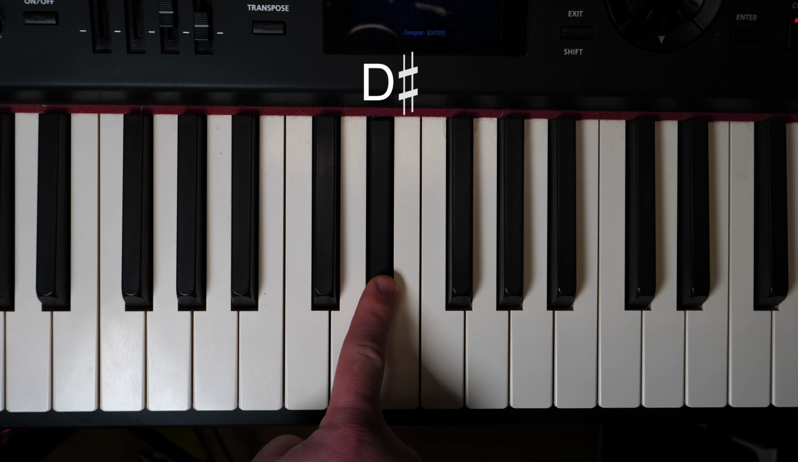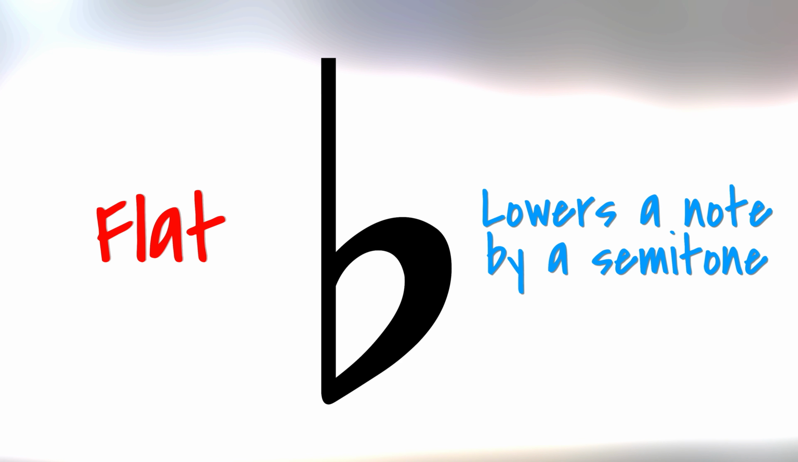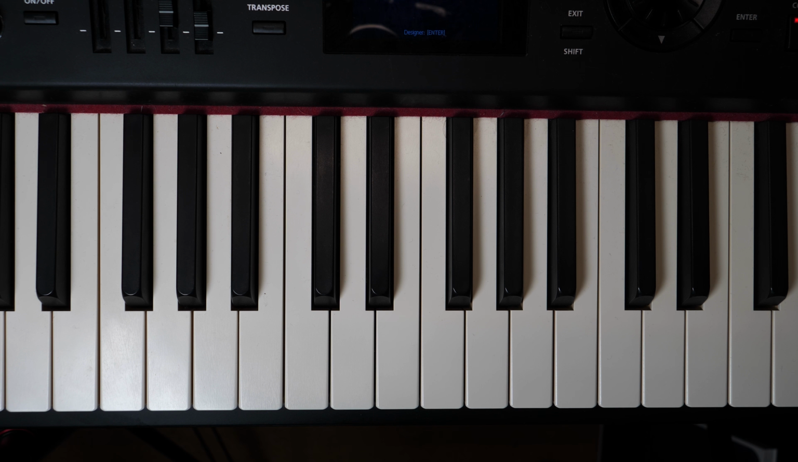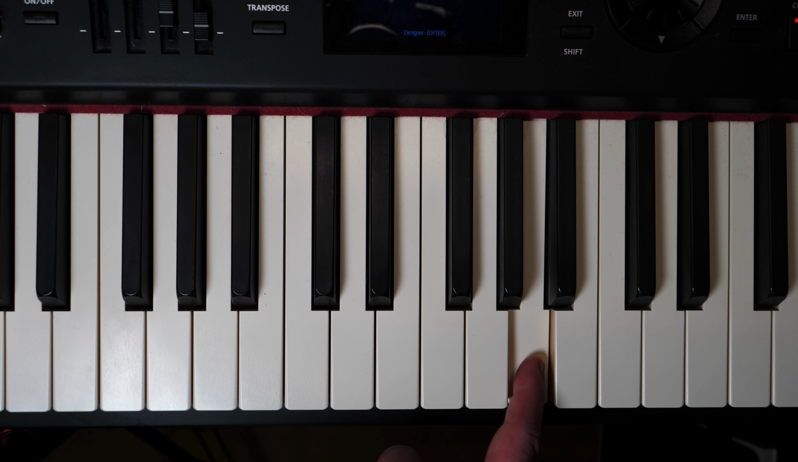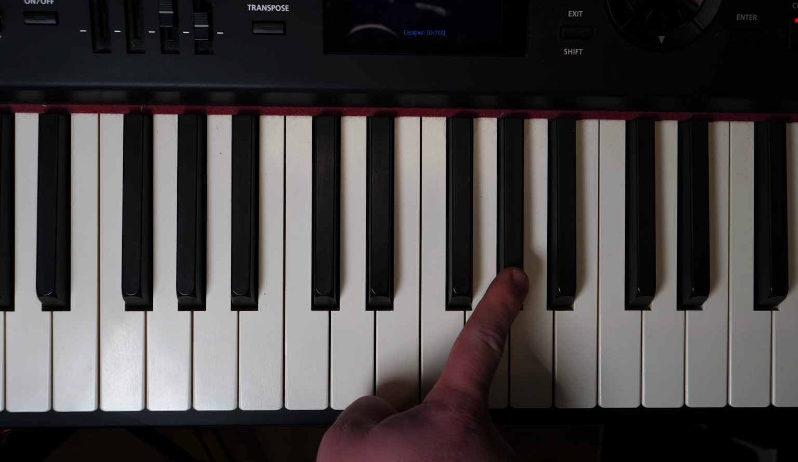Another type of accidental is called a flat. Its symbol looks a bit like a lowercase b. A flat lowers a note by a semitone. Let's take another look at the piano. Here is an A. If I want to play an A flat, I have to play the note that is a semitone lower, which would be this note.